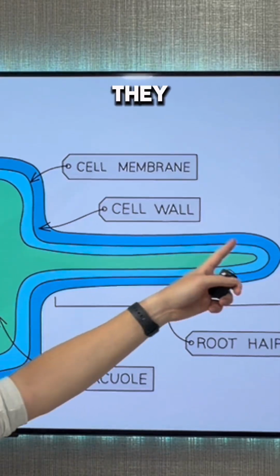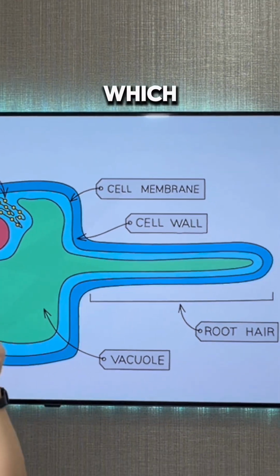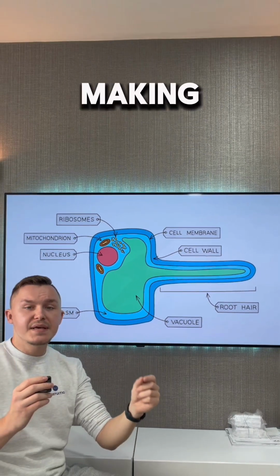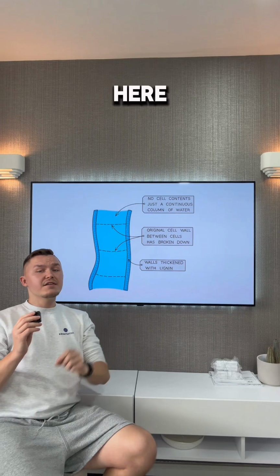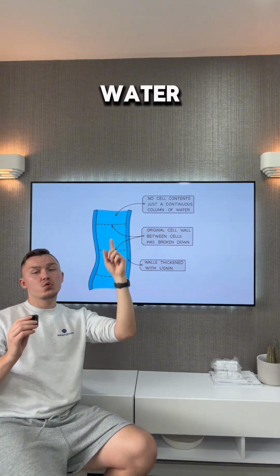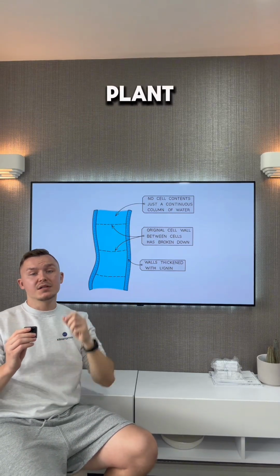And we can also see that they have very thin walls over here, which decreases the diffusion distance, making diffusion, osmosis, active transport all easier. This over here is a xylem, and xylem transport water and mineral ions up a plant, only up.